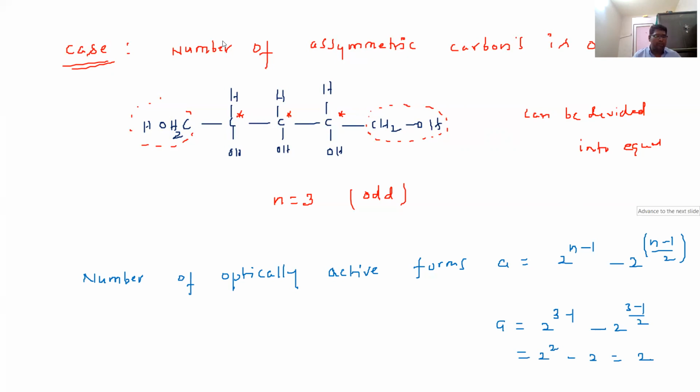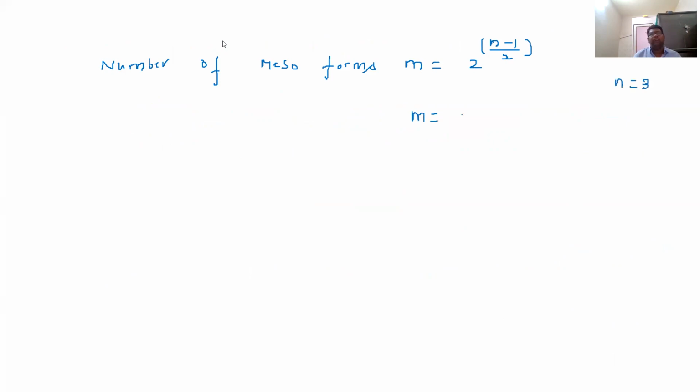And the next, what is the formula for the number of mesoforms? M is equal to 2 power ((n minus 1) by 2). This is the number of mesoforms. Therefore, M is equal to, what is n here? 3, because it is an odd value. So 2 power ((3 minus 1) by 2) means 2 power 1. That is equal to 2, so M is 2.